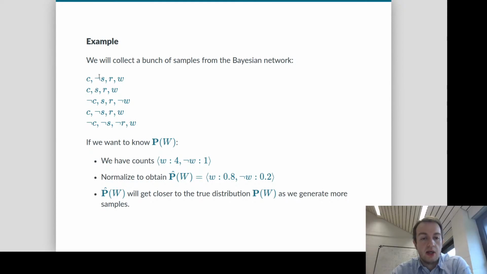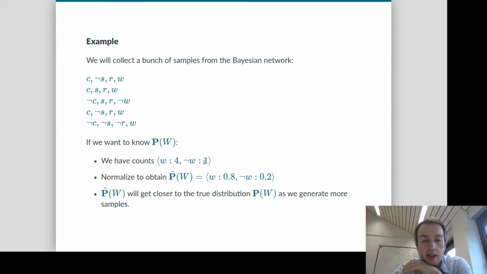Now let's say we want to know the marginal distribution of the W variable. This is our query. We don't have any evidence, and we want to marginalize out all the variables but the W variable. You could use the samples that you obtain with this prior sampling algorithm and just use the counts. How many times do you obtain a positive value for W, and how many times a negative value? In this case, among these 5, there are 4 which are positive and 1 which is negative. Now you have these counts. If you normalize them, you obtain an approximation of the marginal distribution P of W.